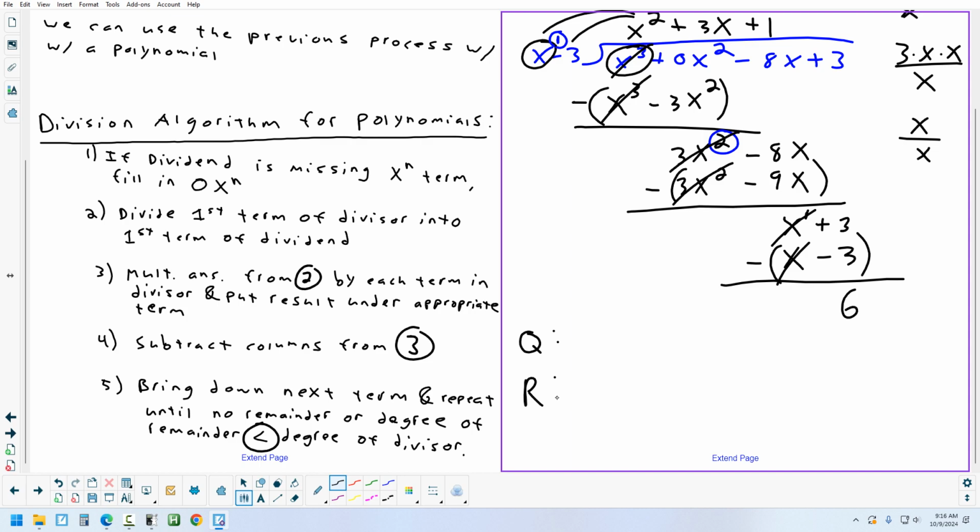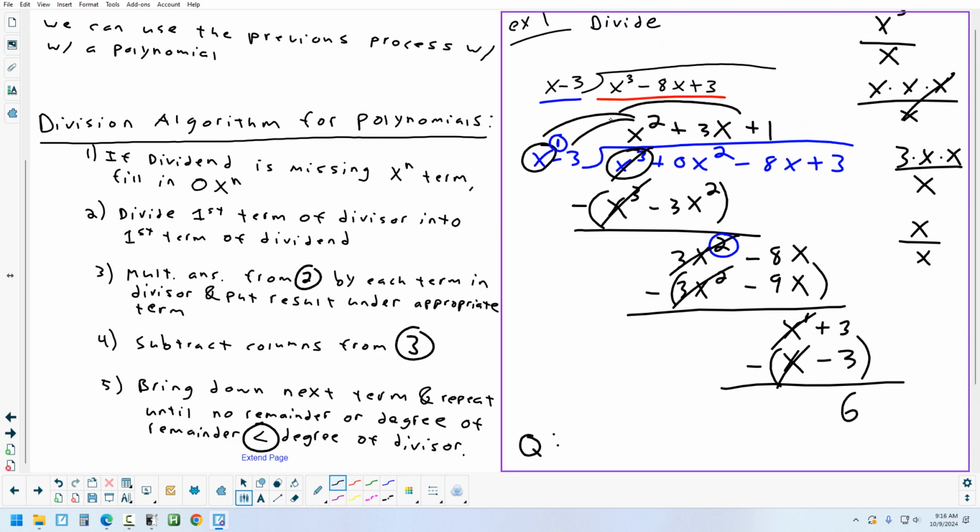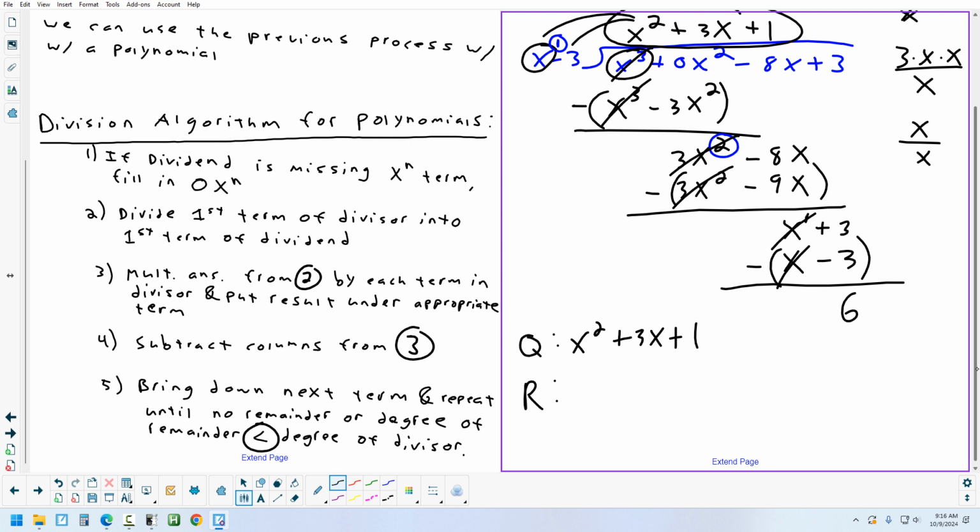Okay, so when you write your answer, we can write the quotient. That's the part that's up there, x squared plus 3x plus 1. And the remainder is 6. And that's how you can write your answer. If they ever ask you to write your answer in a different way, we're going to do it that way. And I'll check the homework for the directions and I'll remind you of that.